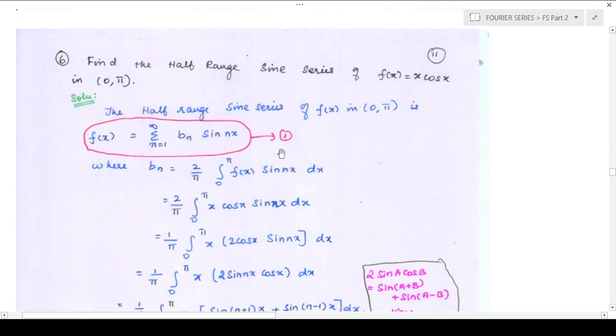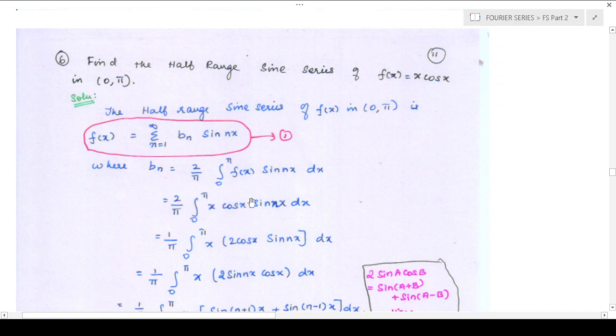Last question in this half range series. We are going to find the half range sine series for x cos x in the interval 0 comma pi. So the half range sine series of f of x in 0 comma pi is f of x equal to summation n equal to 1 to infinity bn sin nx, where bn is 2 by pi integral 0 to pi f of x sin nx dx.